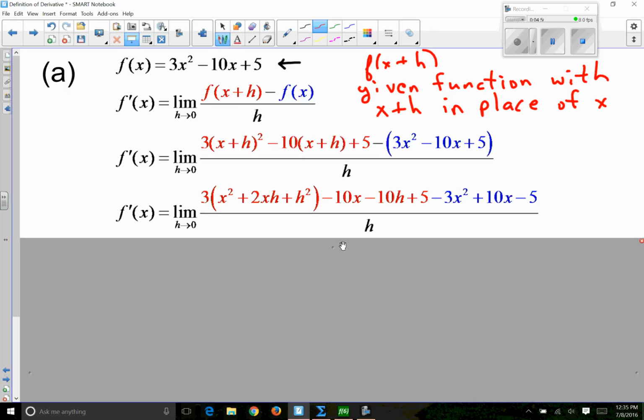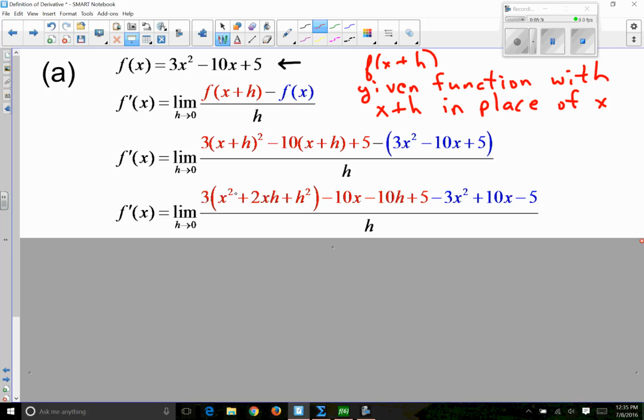The x plus h gets squared, we get this trinomial, x squared plus 2xh plus h squared. The negative 10 gets distributed, negative 10 times x, and negative 10 times h is right here. Negative 10x minus 10h plus 5 gets copied. This minus, that's part of the definition, gets distributed. We get minus 3x squared minus a minus, so that's plus 10x minus a positive 5 becomes negative 5.